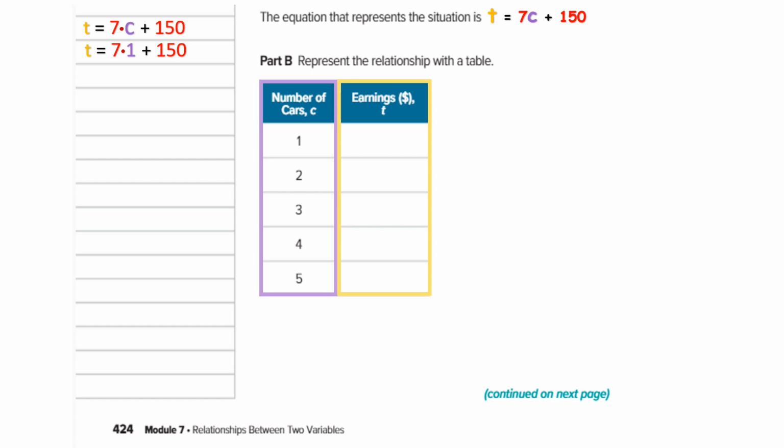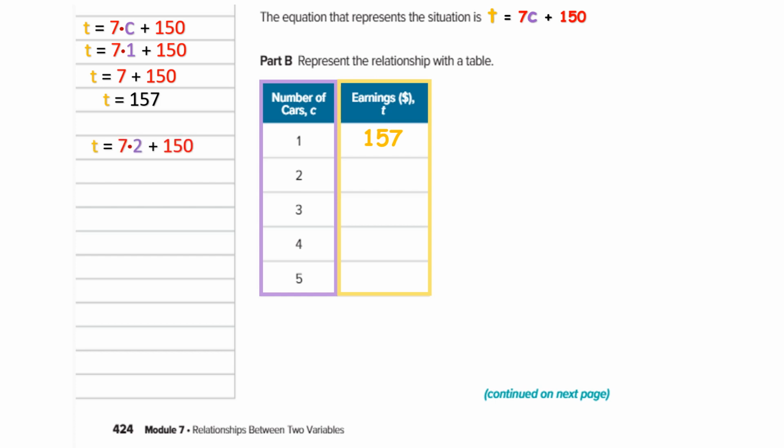Now notice that the reds, those are my constants. That's the work that I have to be doing. I have a multiplication and I have an addition. So this is a two-step equation. I start with multiplication and division from left to right. I do my 7 times 1, which is 7. Then I'm left with my addition. So I know that if I wash one car only, in the end I'm going to have $157.